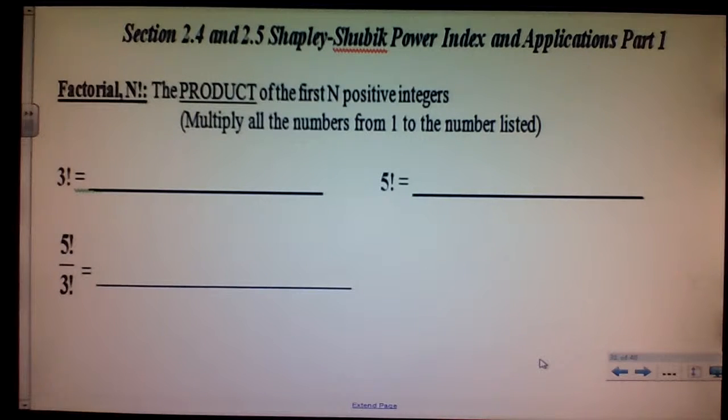So we have one more power index that we need to talk about. And this one is called the Shapley Shubik Power Index.